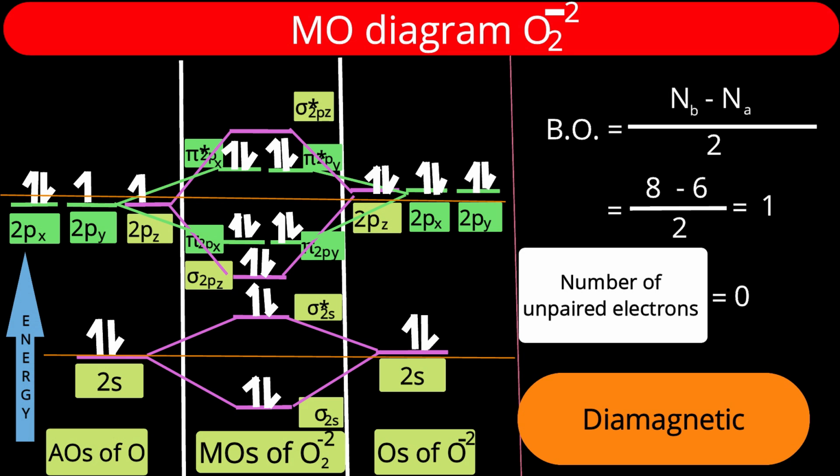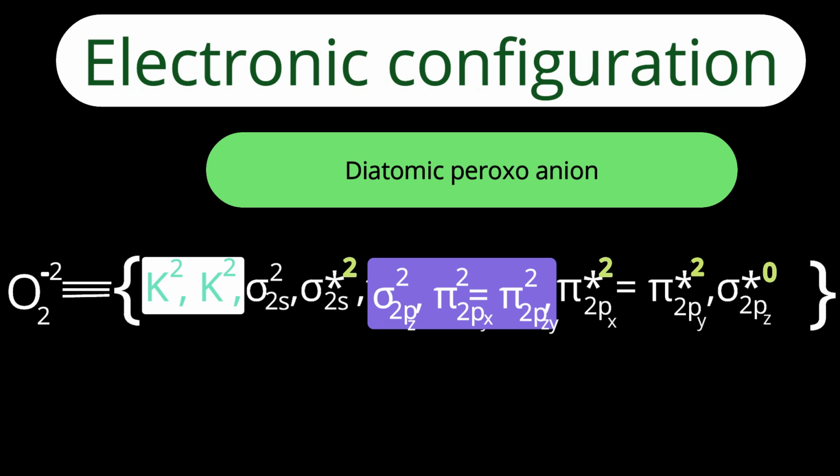Let us understand the representation of its electronic configuration. See the electronic configuration. K, first K, that is the shell from O. Comma means an energy difference is there with the second K, that is of higher energy. That's the K shell from O2 minus 2. Each has 2 electrons. Total 4 electrons are there in those orbitals.